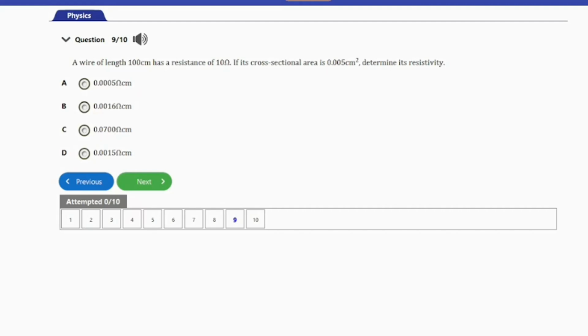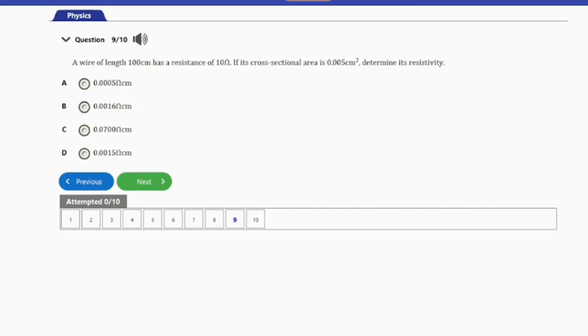It says, a wire of length 100 cm has a resistance of 10 ohms. If its cross-sectional area is 0.005 cm squared, determine its resistivity. So guys, resistivity is resistance times area over the length. So the resistance here is 10 ohms. Then we'll multiply this by the cross-sectional area, that will give us 0.005 cm squared. Then over the length of the wire, so that's 100 cm.